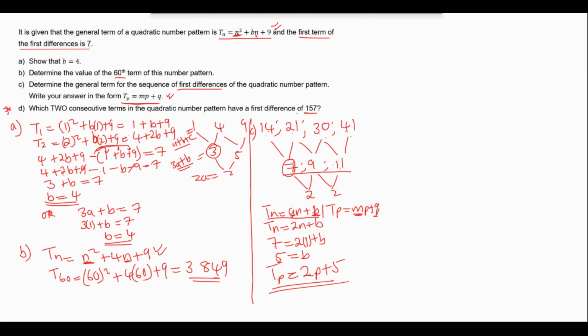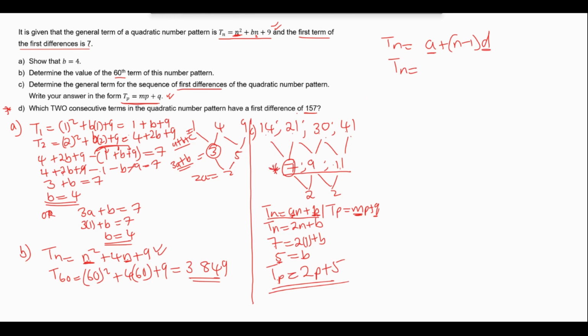The other way of doing this is to use what we will do in grade 12. We haven't done it, but let me just show you. Tn = a + (n − 1)d. This is the formula for an arithmetic sequence, where a is the first term and d is the constant difference. Our first term here is 7.